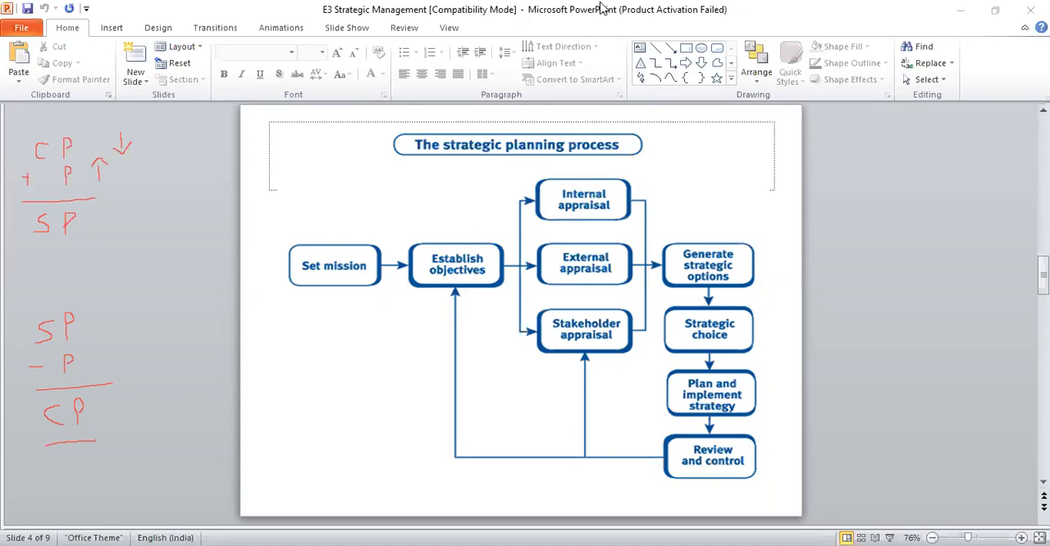Suppose very few suppliers are available, and for the major part of the input resources, if they are depending on one or very few suppliers, definitely they would have a bargaining capacity. They can dictate terms to the business.